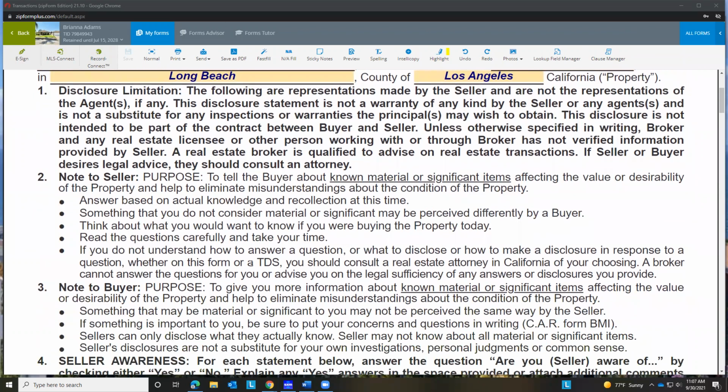If you do not understand how to answer a question or what to disclose or how to make a disclosure in response to a question, whether on this form or a TDS, you should consult a real estate attorney in California of your choosing. A broker cannot answer the questions for you or advise you on the legal sufficiency of any answer or disclosures you provide.